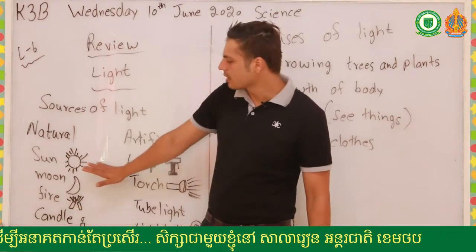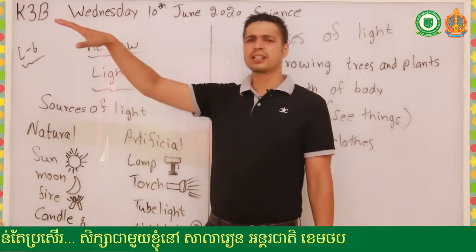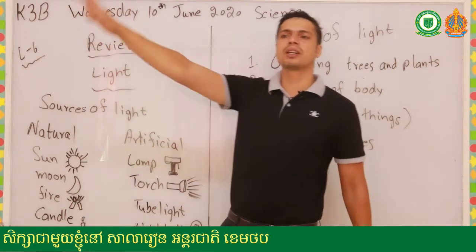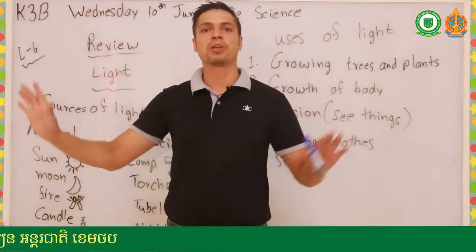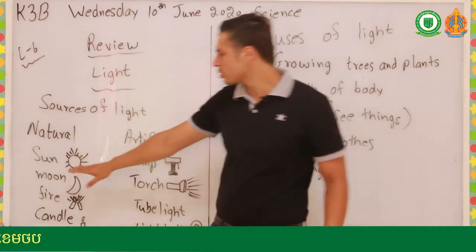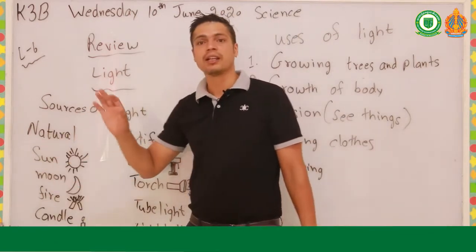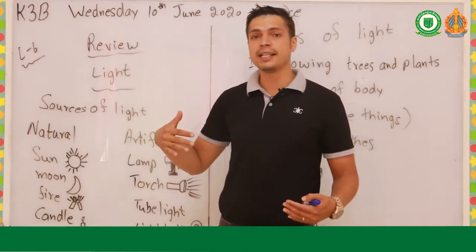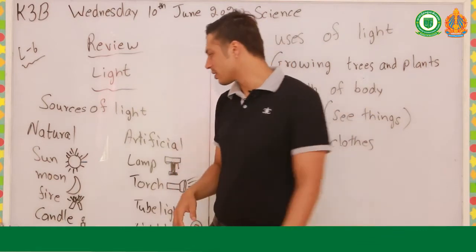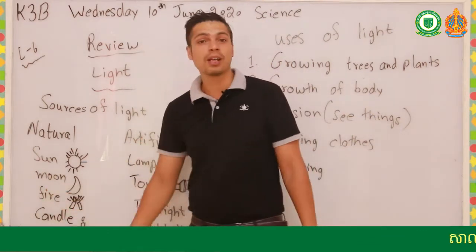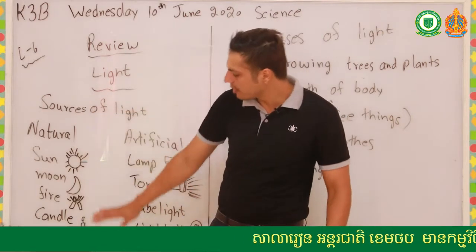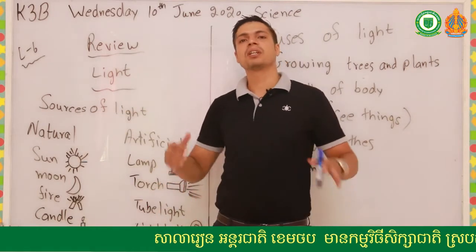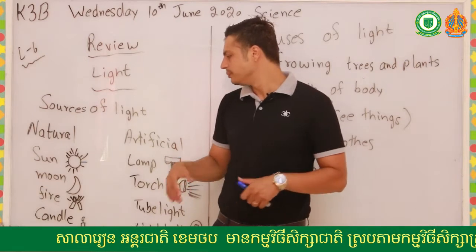So natural source, sun. Sun is natural. Okay, so we see sun every day. Sun is not made by a man or human being. So sun is natural. Sun gives us light. That's why we see things. Moon as well gives us light at nighttime. So some of them give us light at nighttime and some of them give us light in the daytime. Okay.